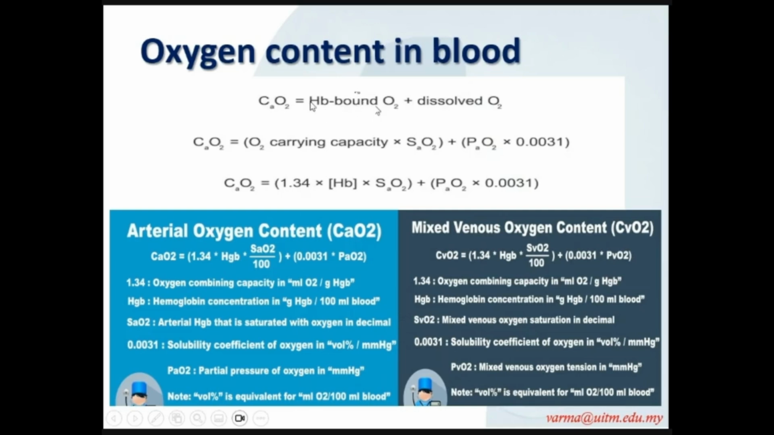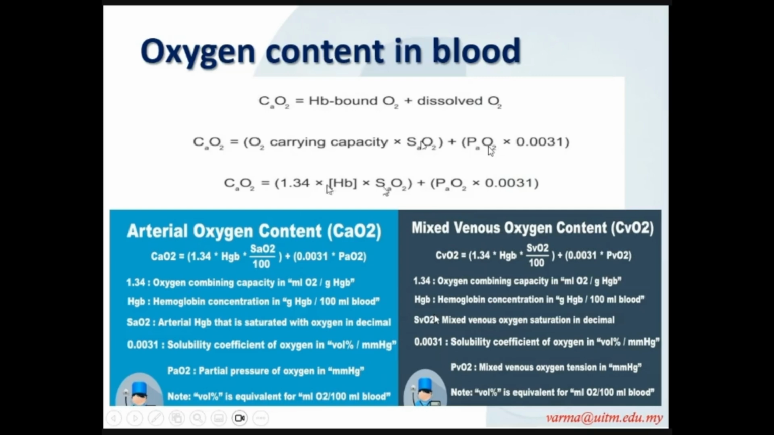How do we count hemoglobin-bound oxygen? This is the oxygen carrying capacity of your hemoglobin. So how do we calculate it? We calculate hemoglobin concentration times SaO2. So how do we get this information? Let's say you do an arterial blood gas, ABG. When you take an ABG, you get all this information. So your hemoglobin-bound oxygen is calculated by this formula: 1.34 times hemoglobin times SaO2.